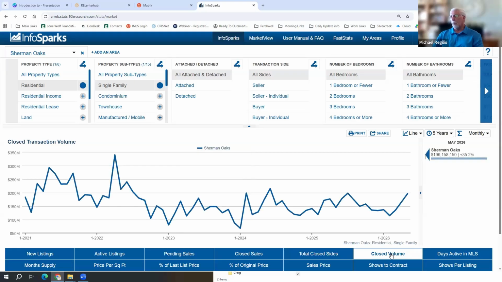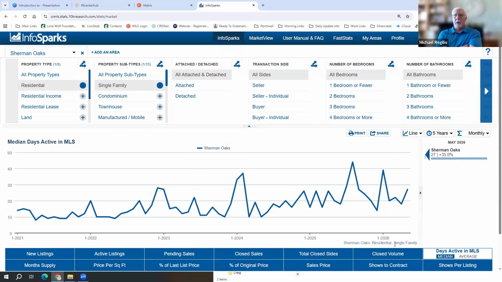Closed dollar volume lets you know what's the total dollar amount for the homes that closed per month. So it was $196,158,000. So, a lot of money changed hands in May. It's up 35.2% over last year. So that's kind of interesting. The closed dollar amount is going to change based on the average price or the price of the properties that are actually selling.